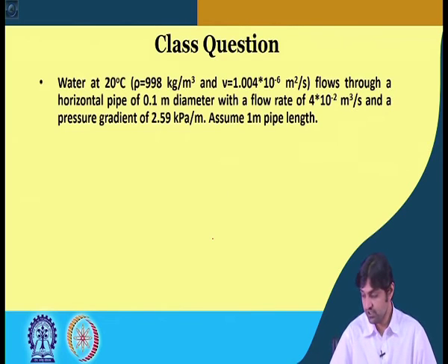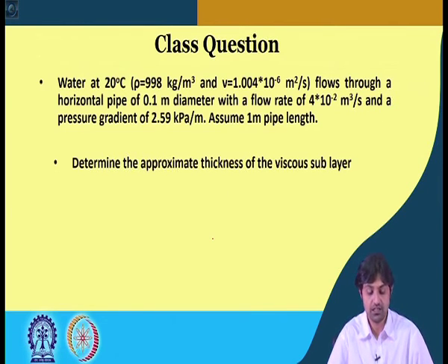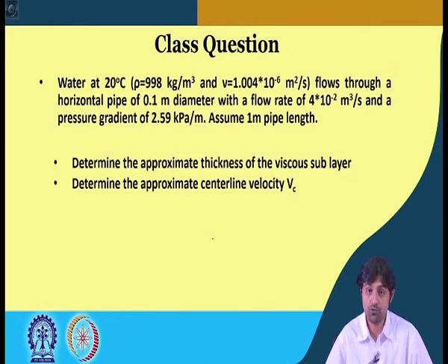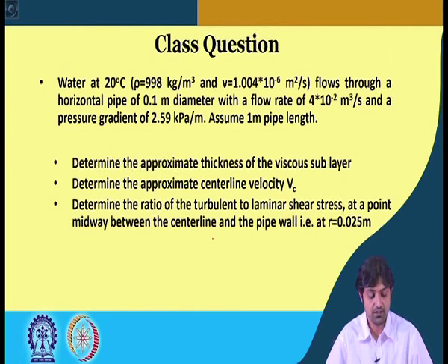So, the class question is that water at 20 degree centigrade, the nu and rho are given, flows through a horizontal pipe of 0.1 meter diameter with a flow rate of 4 into 10 to the power minus 2 meter cube per second and a pressure gradient of 2.59 kilopascal per meter. If we assume 1 meter pipe length, determine the approximate thickness of viscous sublayer, the formula we know, determine the approximate center line velocity Vc, and determine the ratio of turbulent to laminar shear stress at a point midway between the center line and the pipe wall.